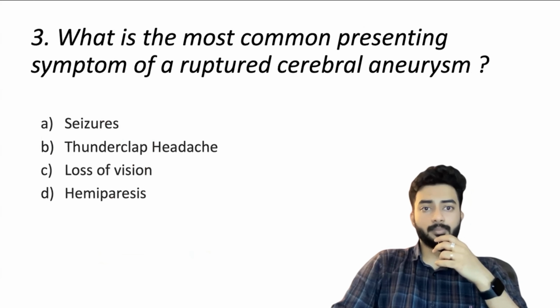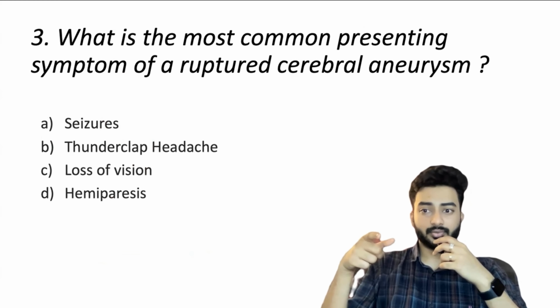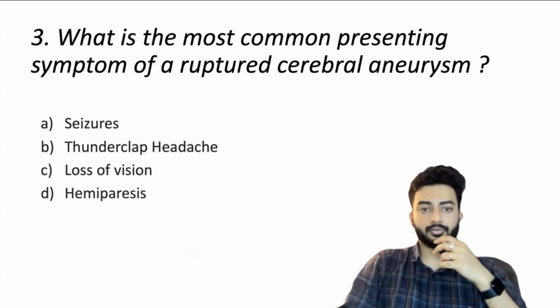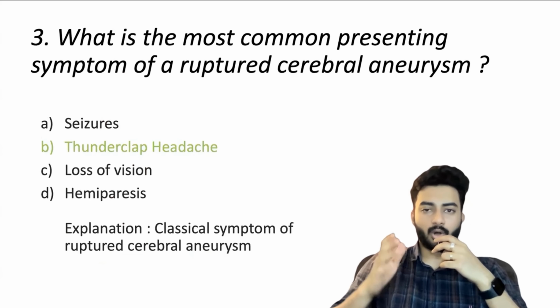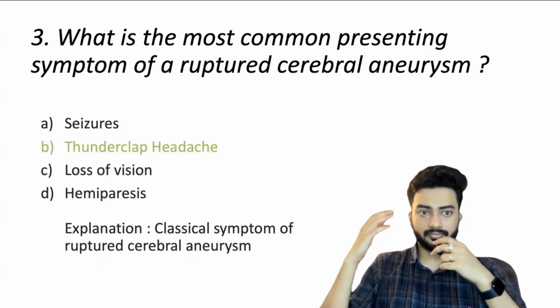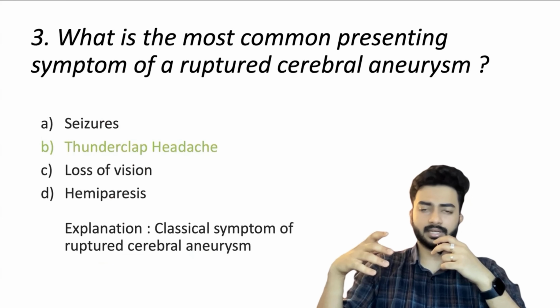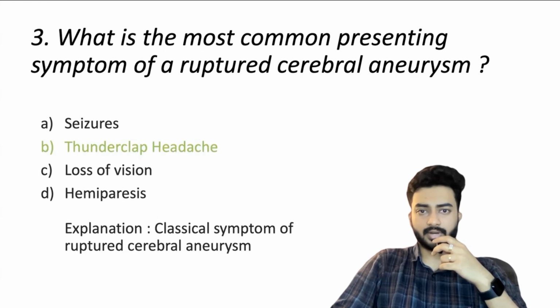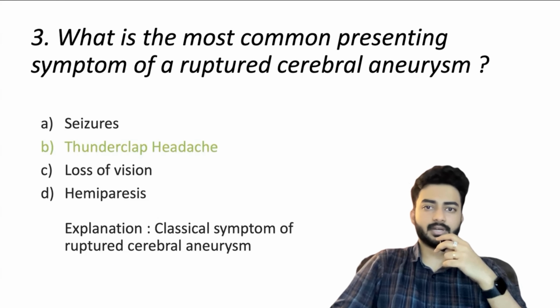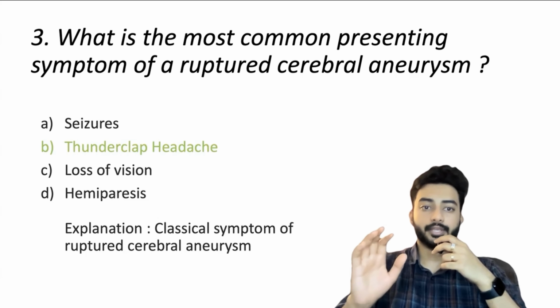What is the most common presenting symptom of a ruptured cerebral aneurysm? Seizures, thunderclap headache, loss of vision, hemiparesis. Note, this question was asked in my NEET-SS exam during 2024, and the answer is thunderclap headache. Although all these symptoms, seizures if there are any cortical problems, loss of vision and hemiparesis, can occur depending on the different types of aneurysms, and if it is ruptured, the patient can present with these symptoms. But the most common presenting symptom is thunderclap headache.